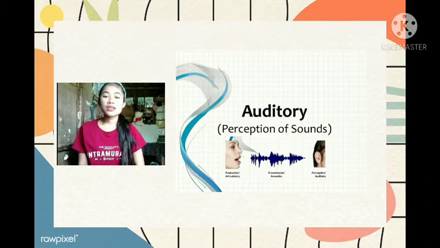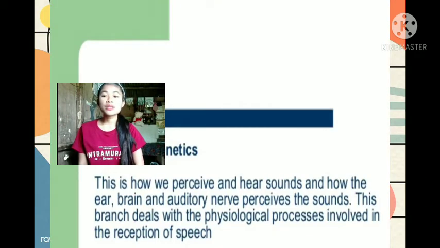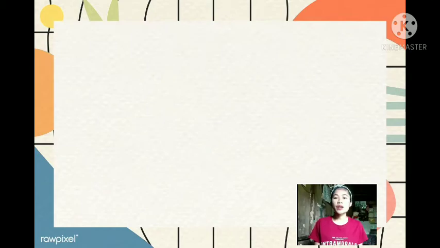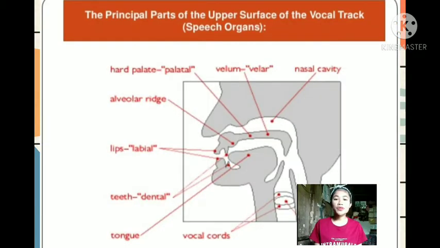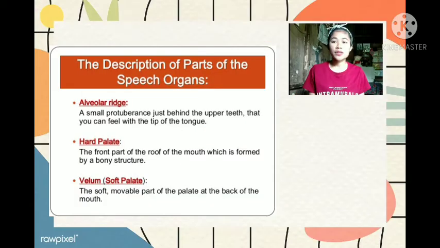Next is the auditory, or the perception of sounds. This is how we hear sounds and how the ear, brain, and auditory nerve perceive the sound. This branch deals with the physiological processes involved in the reception of speech. So here are the principal parts of the upper surface of the vocal tract, the speech organs. Next are the descriptions of each part of the speech organs.